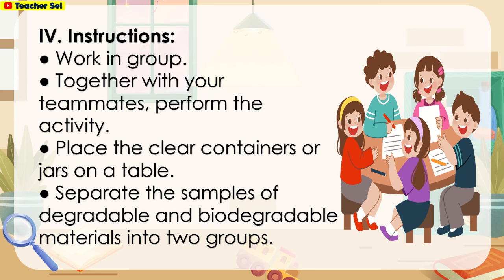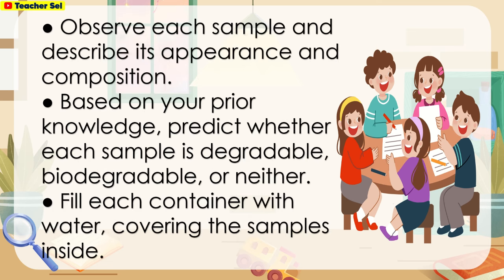For the instructions, work in groups. Together with your teammates, perform the activity. Place the clear containers or jars on the table. Separate the samples of degradable and biodegradable materials into 2 groups. Observe each sample and describe its appearance and composition. Based on your prior knowledge, predict whether each sample is degradable, biodegradable, or neither.